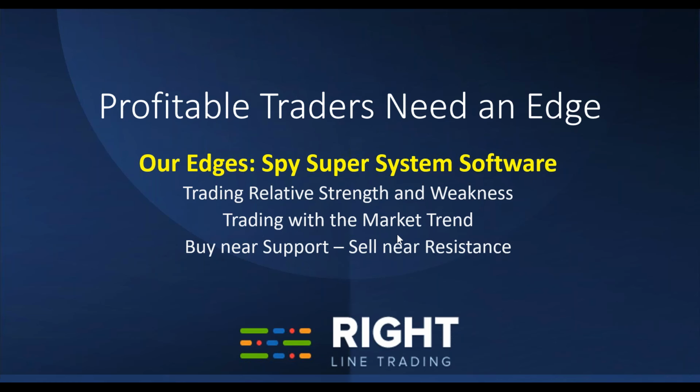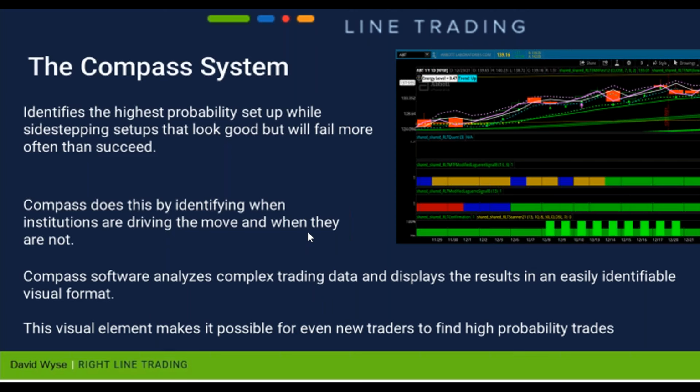Really important. Okay, now we're going to talk about what used to be called the Compass system. It's now called the SPY super system because we've added some enhancements to it. But it identifies the highest probability setups while sidestepping setups that look good and will fail more often than they succeed. And how does it do this? It identifies when institutions are driving the move and when they're not.